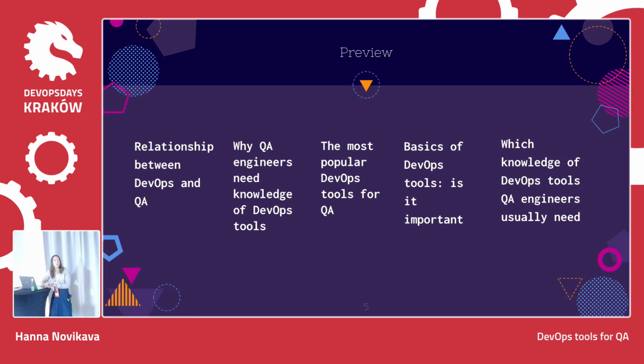We will discuss the most popular DevOps tools for QA engineers. In general, we'll discuss the most popular DevOps tools nowadays. Then we discuss whether QA engineers and other people who want to study DevOps tools need some basics, for example, some overview of architecture, or they just need some comments and that's all. And finally, I will show you an example of a cheat sheet for QA engineers who want to study DevOps tools from the beginning and for now know nothing about it.